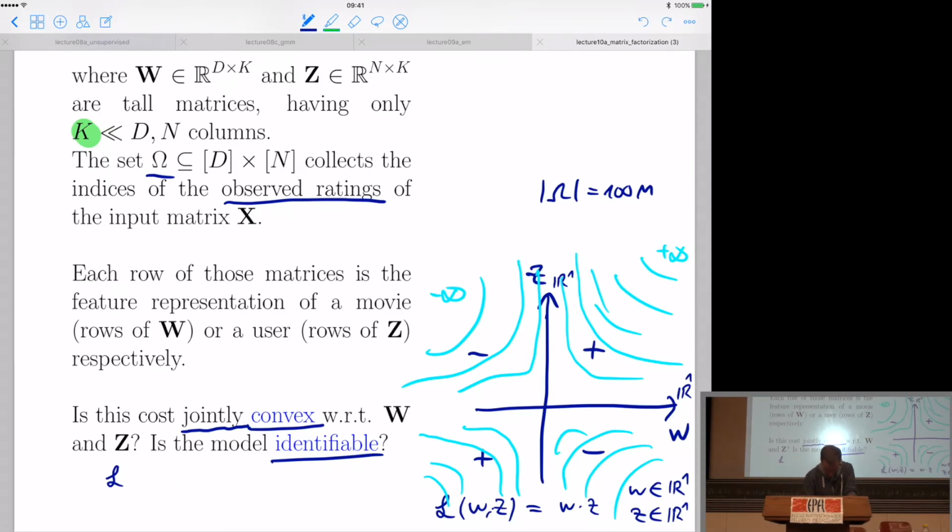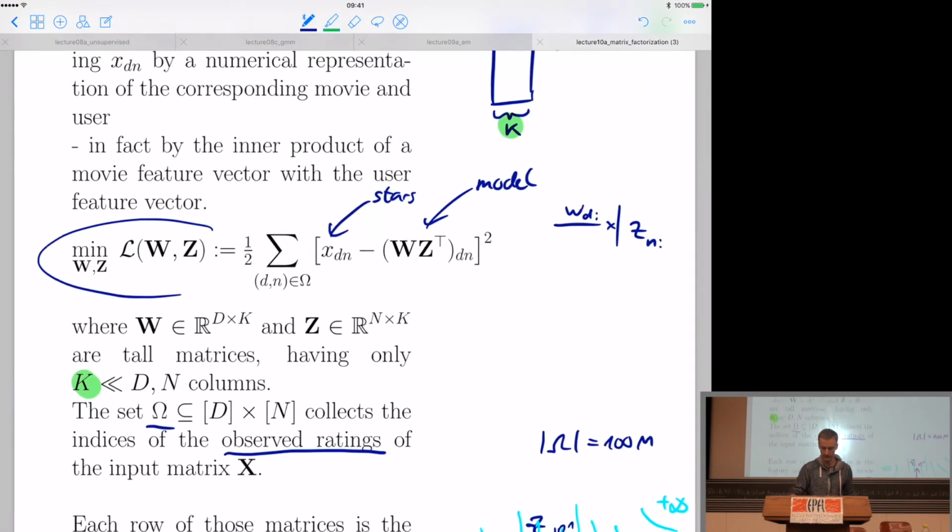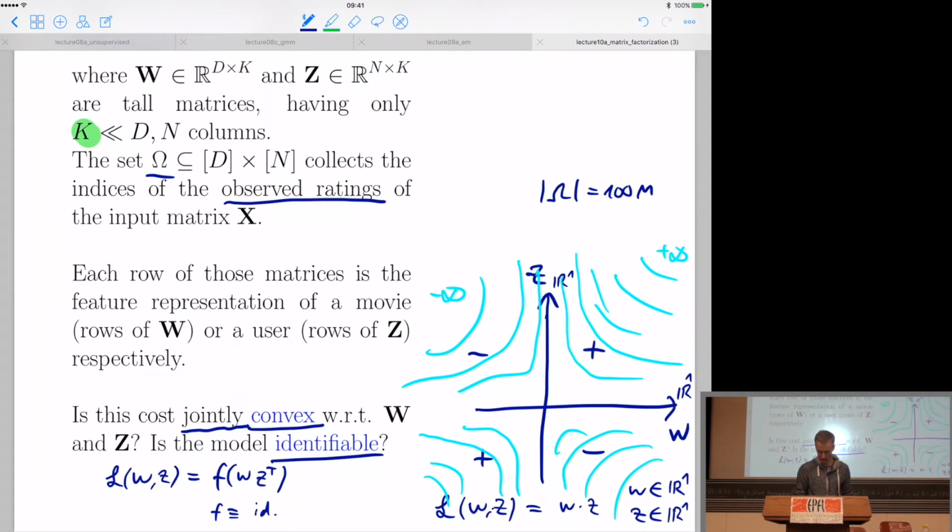So L of W and Z, what is it? It's a function of the product. And what I showed you in the example is when I define F to be the identity. If it's the identity, then this is my example. But you're right, this is not exactly what we had with the omega. But even in that simpler example, that's even simpler than the squared loss, even then it's a non-convex function.